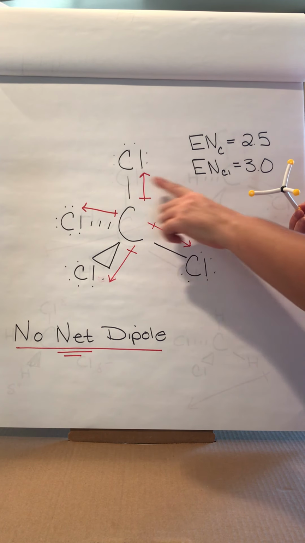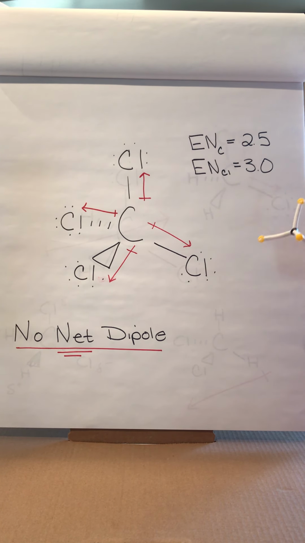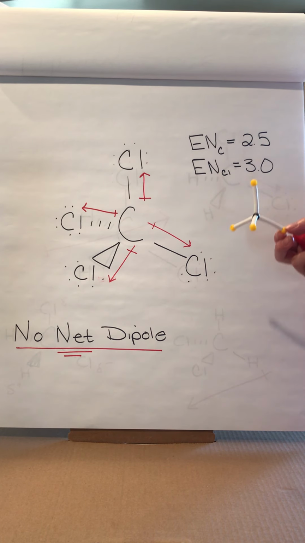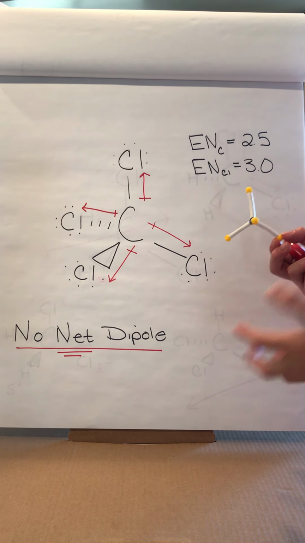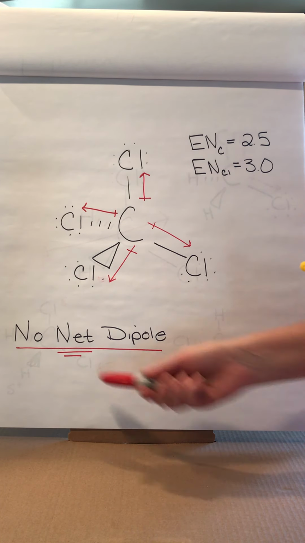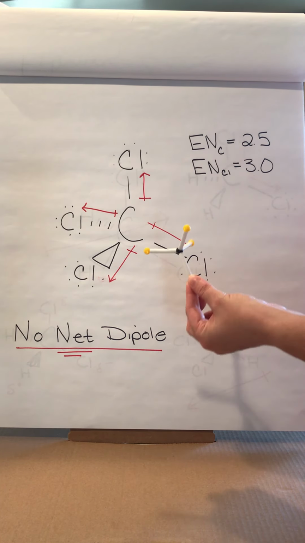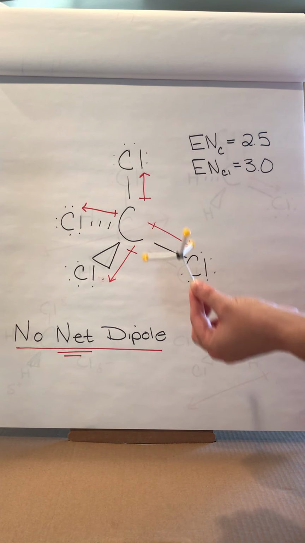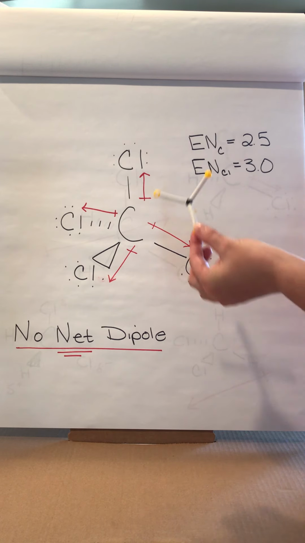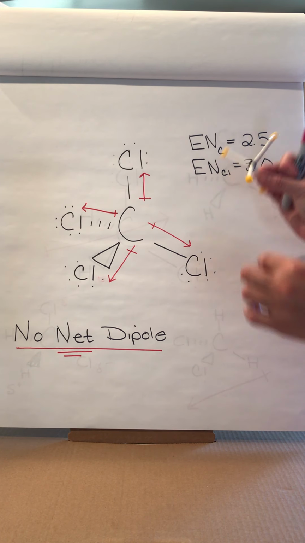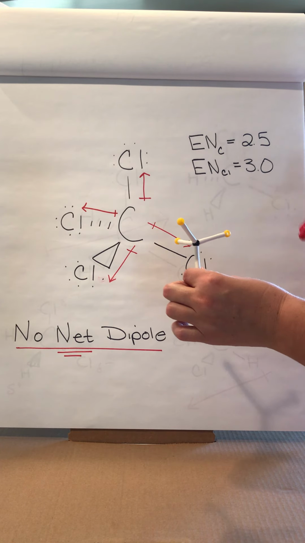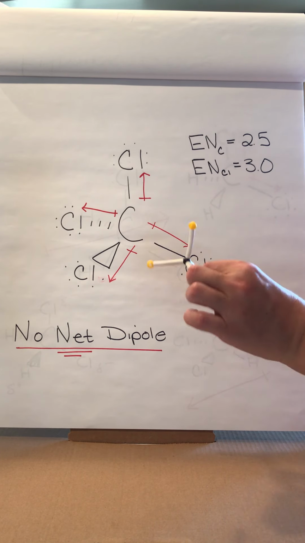So even though it looks like we have polarity there, we don't, because of the electronegativity of the atoms on the other side. So there's no net dipole in this molecule. This molecule as a whole is nonpolar, even though it looks like it is polar, and that's because of the geometry of it and the opposing atoms' electronegativities.